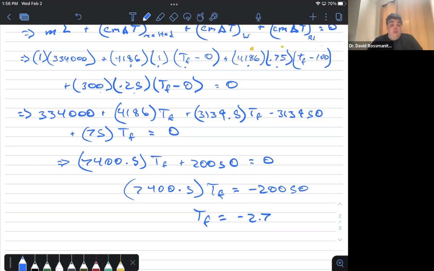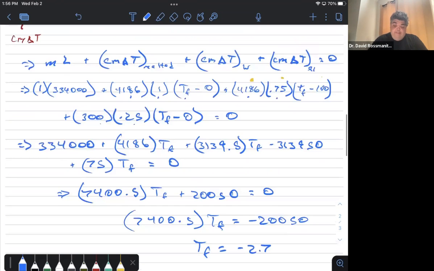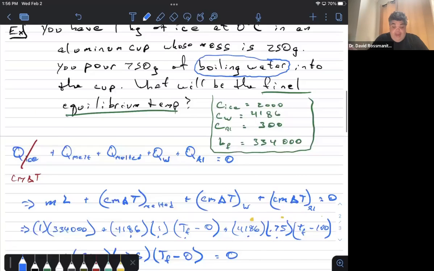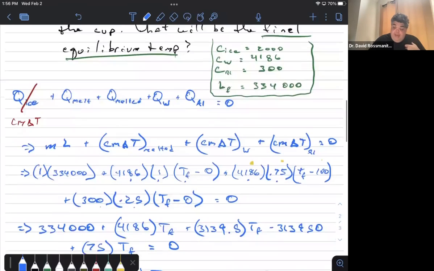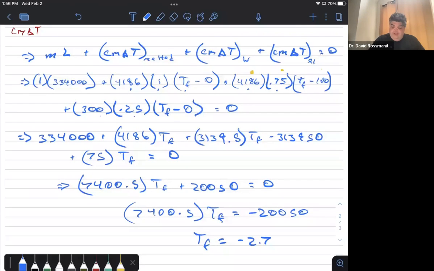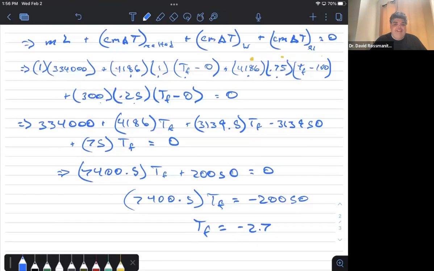If I go back and look at all my numbers and they are correct, and I'm still getting this weird answer, then the fault lies with the person that gave you the problem. Because they may have told you, like I said, you start with a kilogram of ice and you add 750 grams of boiling water. I just gave you too much ice. So what this answer is telling me as a physicist is I know it's bull crap. It doesn't actually get colder when you do this.